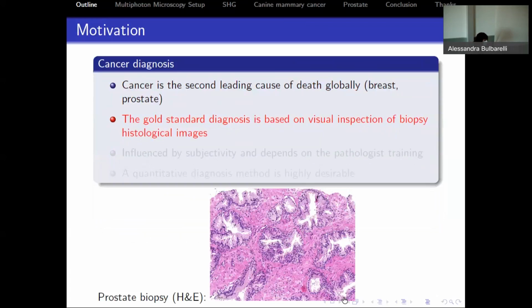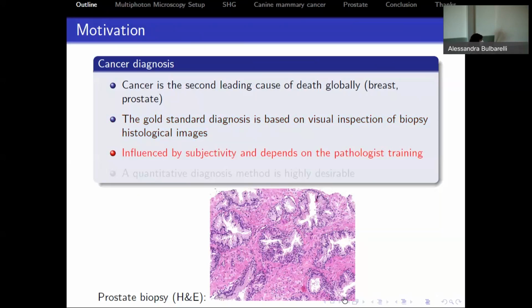And the standard diagnosis, the end diagnosis, is still based on visual inspection of biopsy histological images. That's one of them. I'm not going to be talking about the immunohistochemical classification here, but that is one of the standards, and it is really hard work for the pathologists because it is very intense to diagnose many samples in detail.